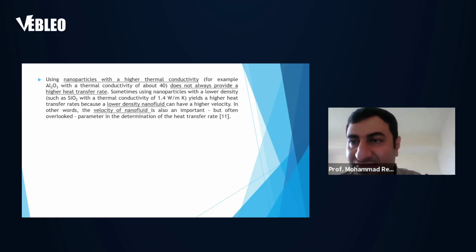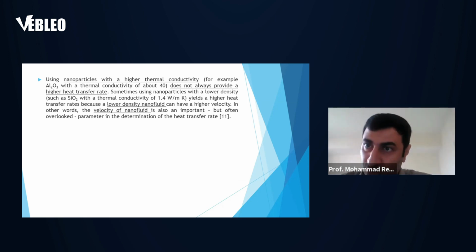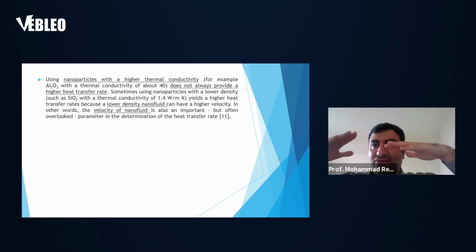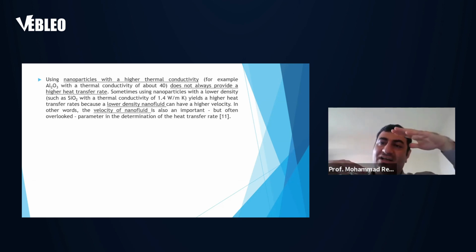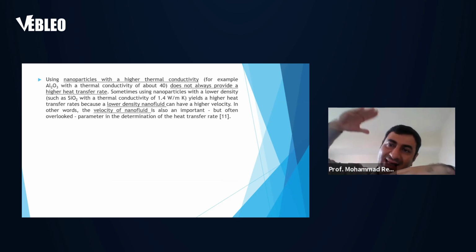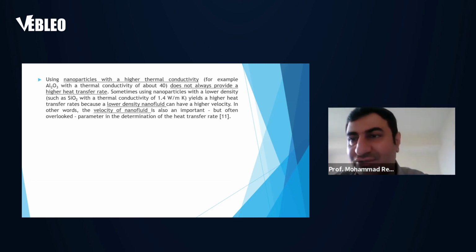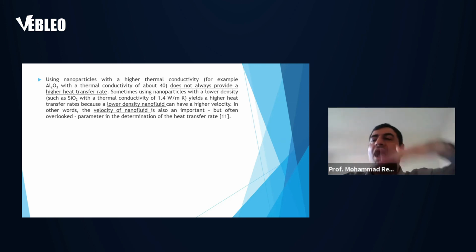Because the density of SiO2 is much, much less than Al2O3, alumina. It gives you a higher velocity, and therefore, overall, the heat transfer of SiO2 is better than Al2O3. But unfortunately, most of the researchers don't know about it. So they say, okay, higher thermal conductivity, higher heat transfer. No, it's not like that. Please consider that.